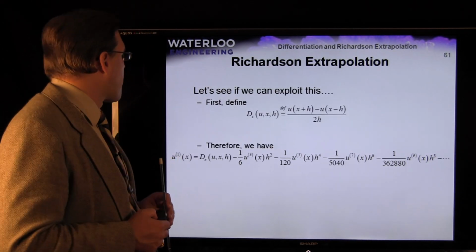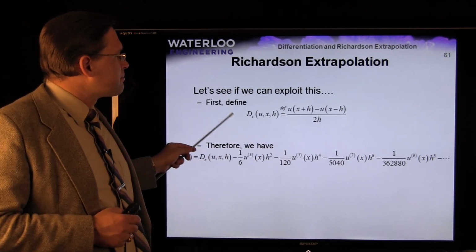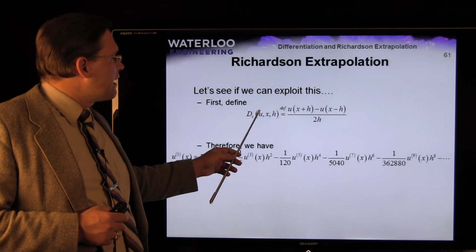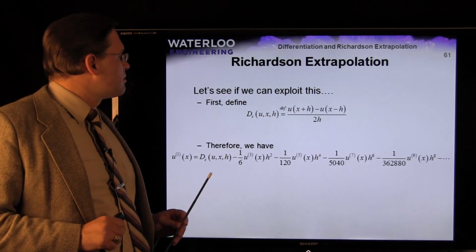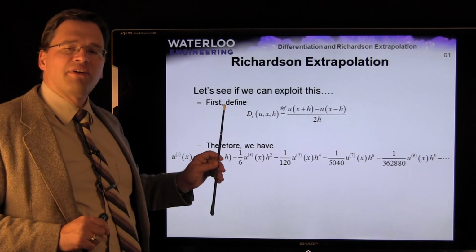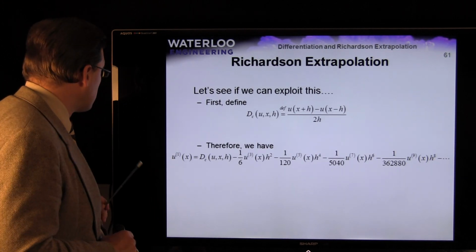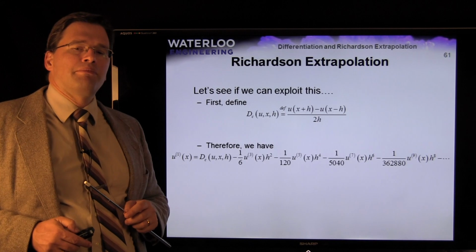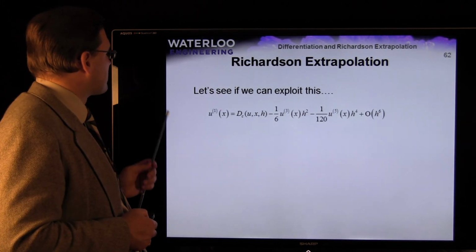Okay, so what? Well, let's see if we can exploit this. So first of all, let's simplify how we write our approximation. D sub c takes a function, a point, and a very small value, h, and returns the derivative using the centered divided difference approximation. So this is your D_c formula. Therefore, the derivative is our formula plus an error term. And that error term goes on.